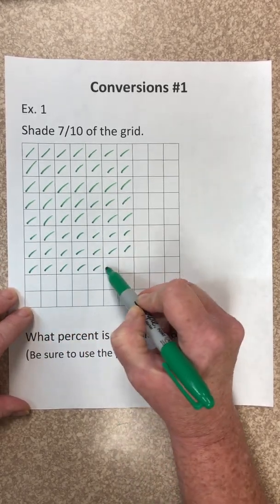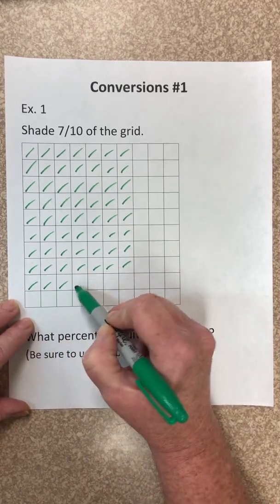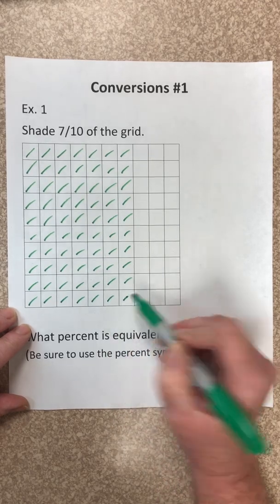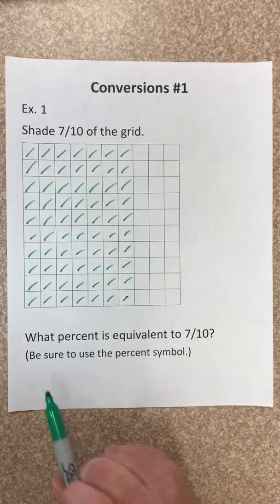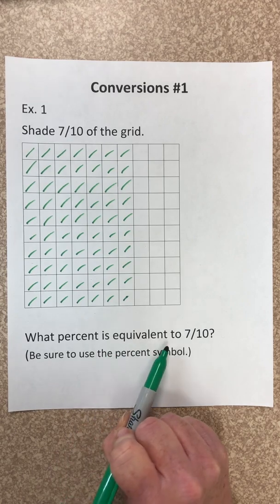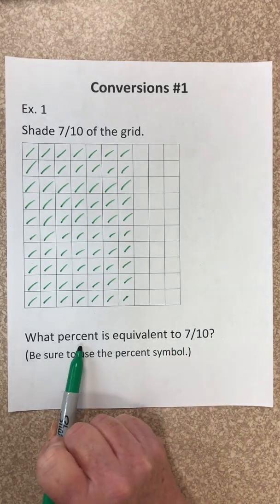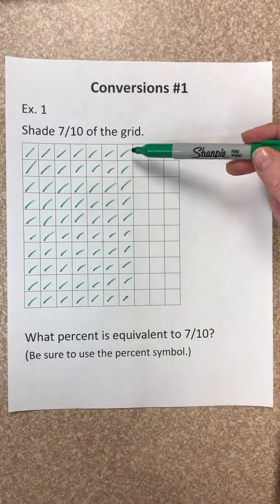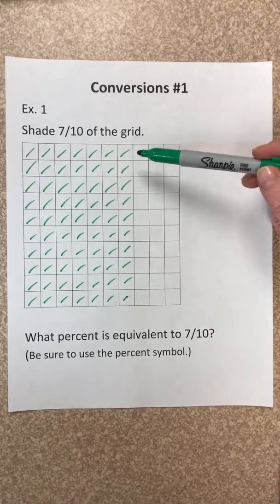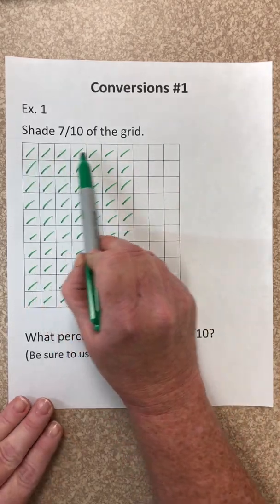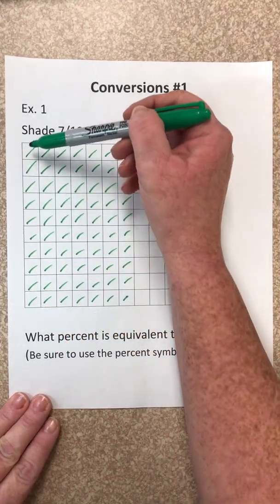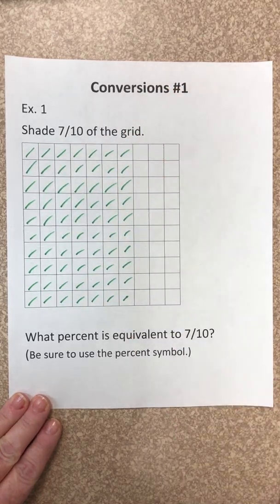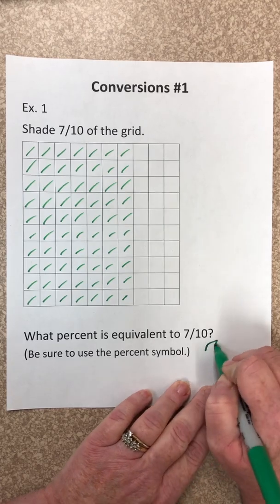This will go a lot quicker for you because all you have to do is click and drag. So you won't be marking or shading by hand. So now the question is, what percent is equivalent to 7/10? We're looking for the percent. This is simple. You go back and you figure out how many of these little squares did you shade. So if I shaded 7 across and there are 10 rows, 7 times 10 is 70.